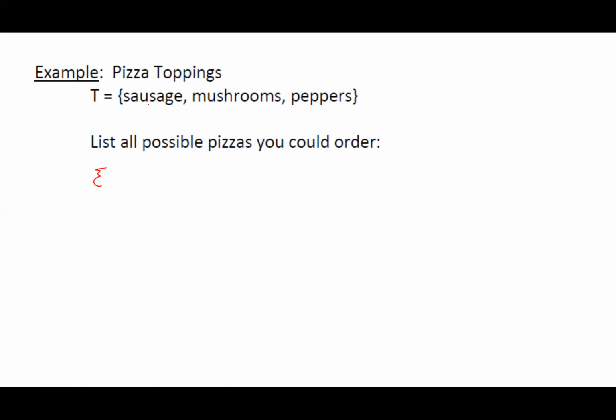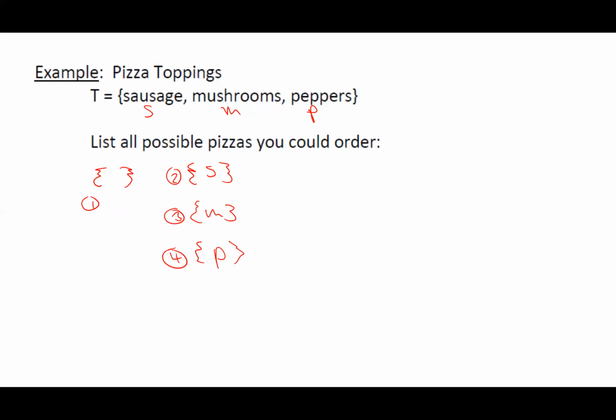I'm just going to call sausage S, mushrooms M, peppers P. So the first option is a pizza with nothing on it, just cheese. This is one. Now let's do my one topping pizzas. This one could just have sausage on it, this one could just have mushrooms, this one could just have peppers. All right, now I'm up to 4.